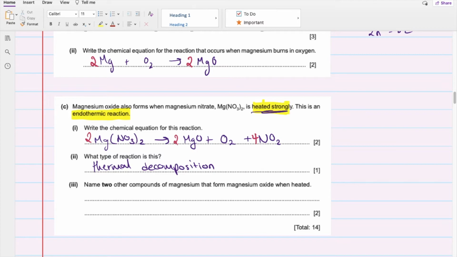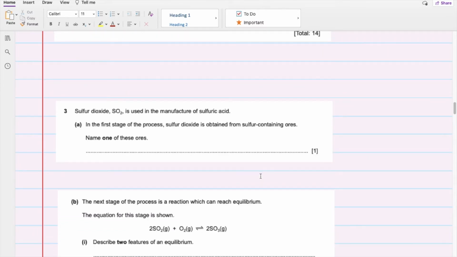Name 2 other compounds of magnesium that form magnesium oxide when heated. So this is something you should know in general. Those are carbonates and hydroxides. You'll notice what they all have in common is that they're polyatomic ions. So polyatomic means more than one atom, and well, ions, in this case polyatomic ions. So we have CO3 2 minus, and then hydroxide is OH minus, and then we have, and the last question of this paper.